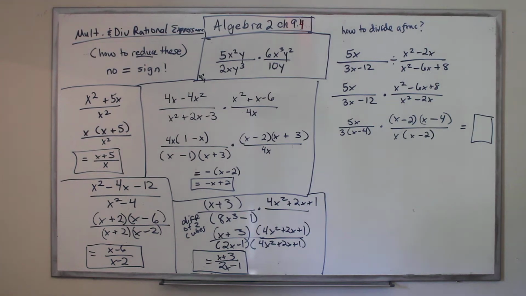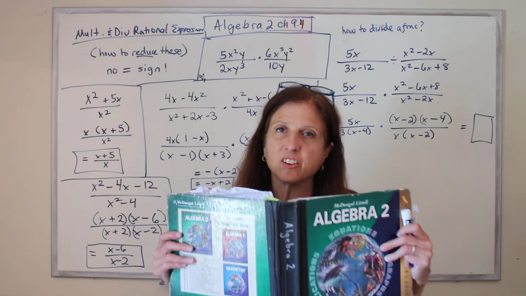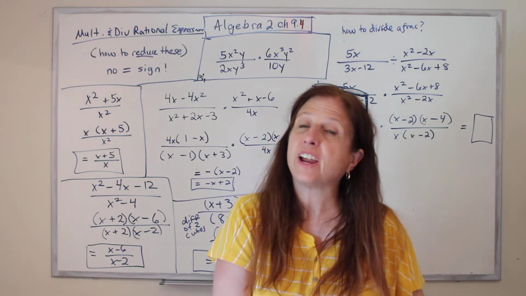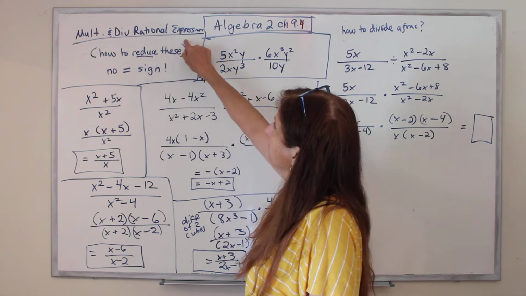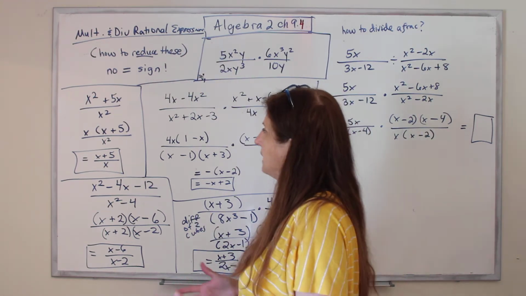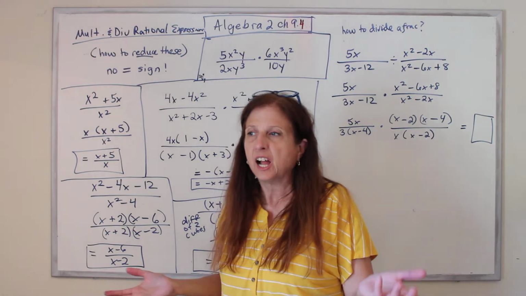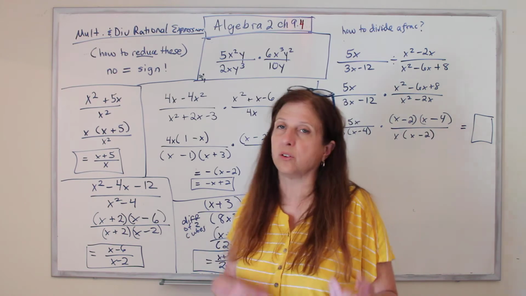Welcome back to Algebra 2, Chapter 9, Section 4 in this book. And we're getting to do some very fun, fancy math. To multiply and divide rational expressions, what we're really doing is reducing. Sometimes kids have a hard time with this because they are not experienced. The more you do these, the better you'll get at it.